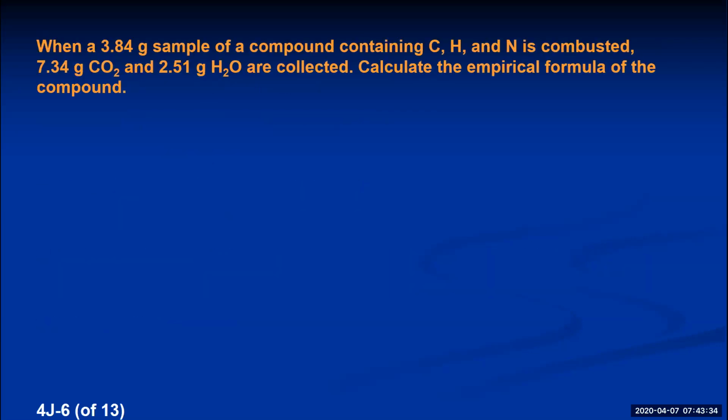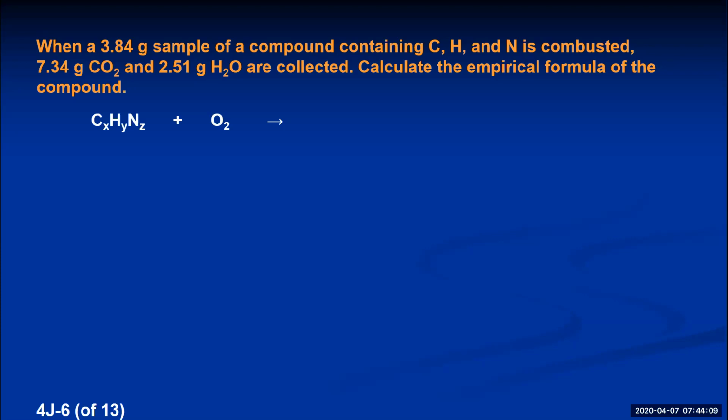In this example, when a 3.84 gram sample of a compound containing carbon, hydrogen, and nitrogen is combusted, 7.34 grams of carbon dioxide and 2.41 grams of water are collected. Calculate the empirical formula of the compound. This is a little bit different than the previous two problems because this unknown compound has 3 elements in it. So we'll show you how you handle a situation where the unknown compound contains 3 elements, but you're given raw experimental data.